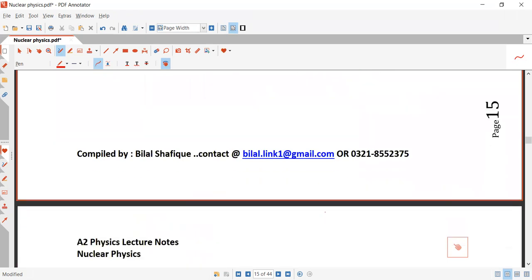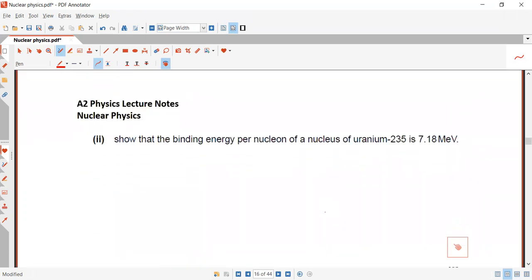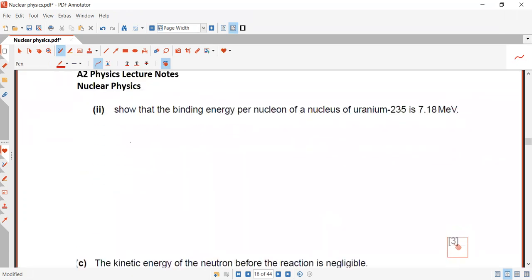The next question is: show that the binding energy per nucleon of the uranium nucleus is this. So first of all, let's calculate the total binding energy. Delta E, the total binding energy, from Einstein's mass-energy relationship is delta M times c squared. Delta M will definitely be converted into kilograms from U. So we multiply this number by this conversion factor, and then multiply it by the square of the speed of light.